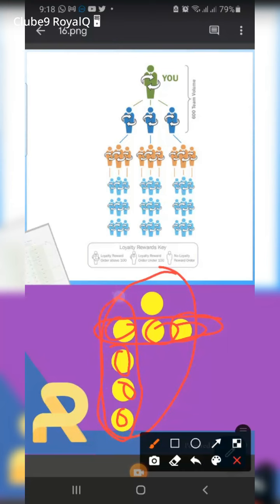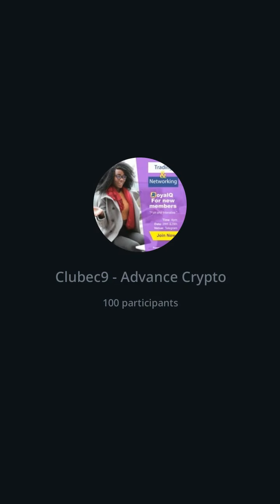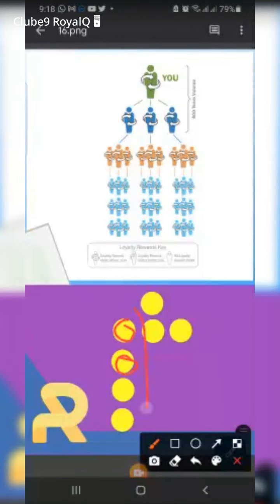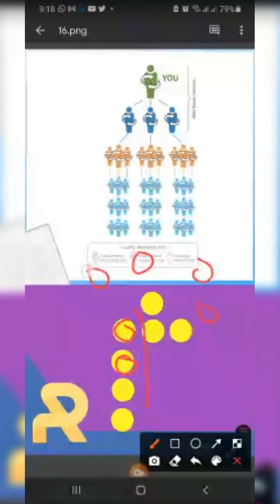automatically, this person will become V2. Sorry. This will become V2. This will also become a V2. Automatically, you are having 2 V2 instantly if you arrange like this. But if you are spreading your legs, it will take time for you to rank up.